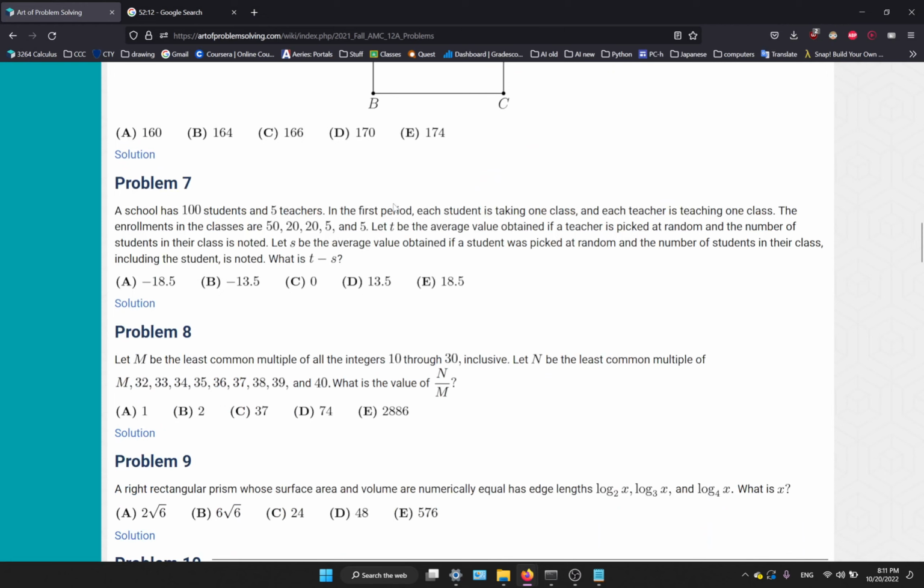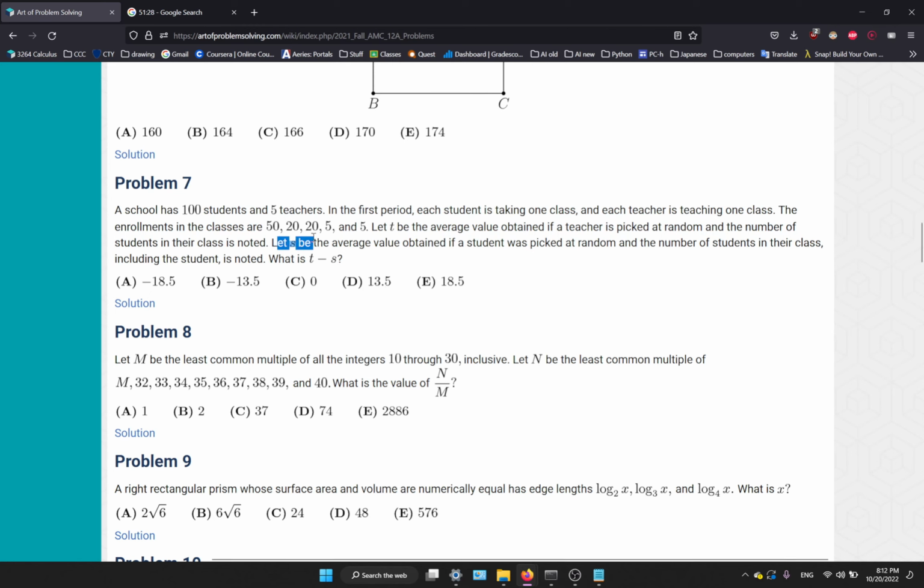Problem 7. A school has 100 students and 5 teachers. In the first period, each student is taking one class and each teacher is teaching one class. The enrollments in the classes are 15, 20, 25, and 5. Ooh, so let's group this. 15, 20, 25, 5. And there's 5 teachers for each of these classes. Teacher A, B, C, D, and E. And they teach these classes.